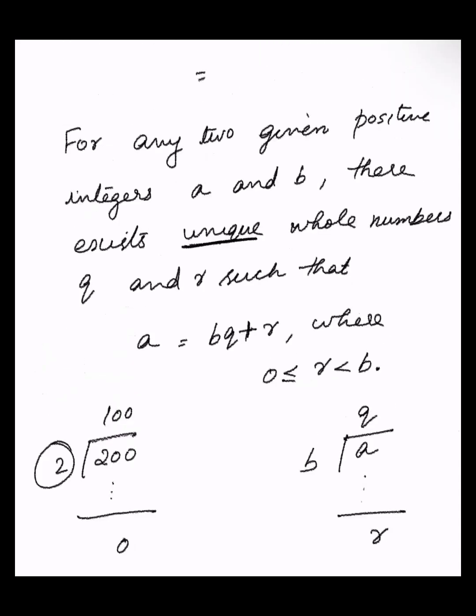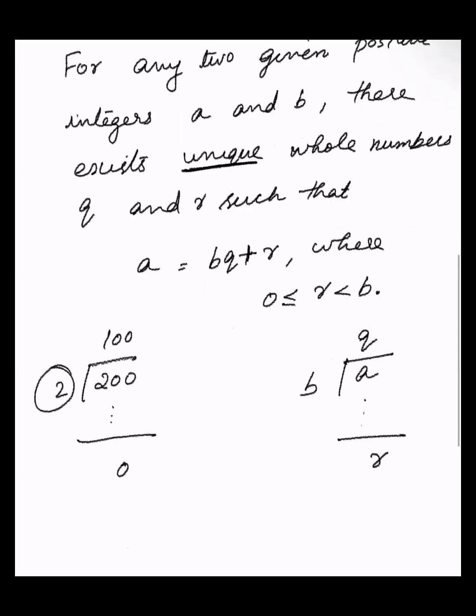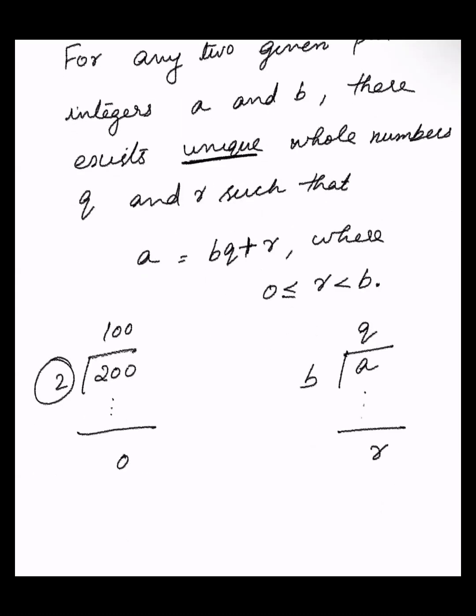For any two given positive integers A and B, there exist unique whole numbers Q and R. Q is the quotient, R is the remainder, such that A equal to BQ plus R. See, A equal to BQ plus R, I have already told you, this is the dividend, this B is the divisor, and Q is the quotient and R is the remainder.